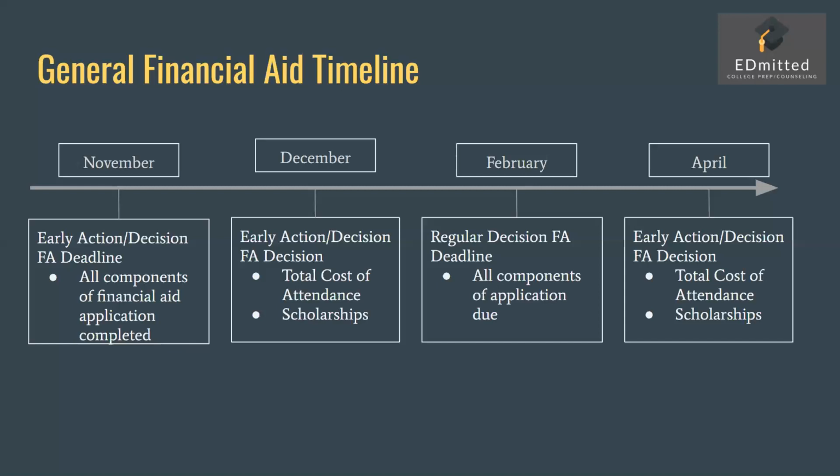And then if you're doing regular decision financial aid, that deadline is generally in February, sometimes extending into March. Then you'll get your decision on the total cost of attendance, any scholarships you get, things like that, in April.